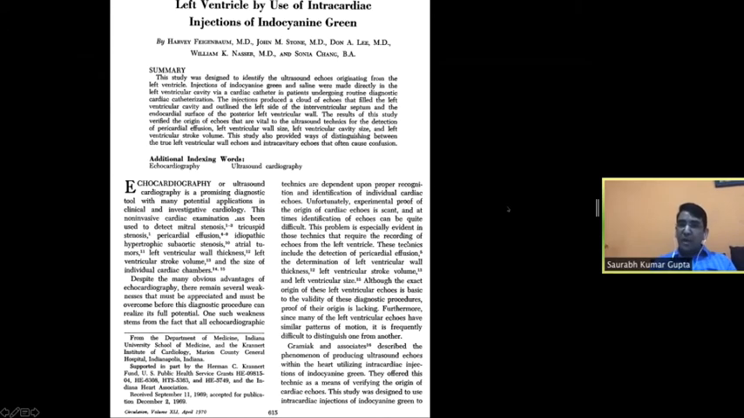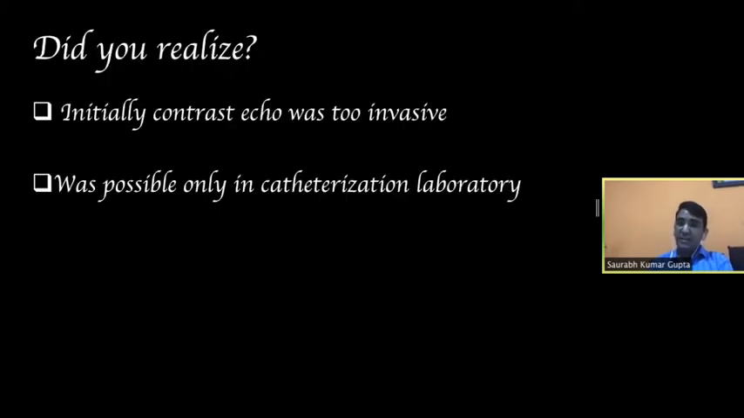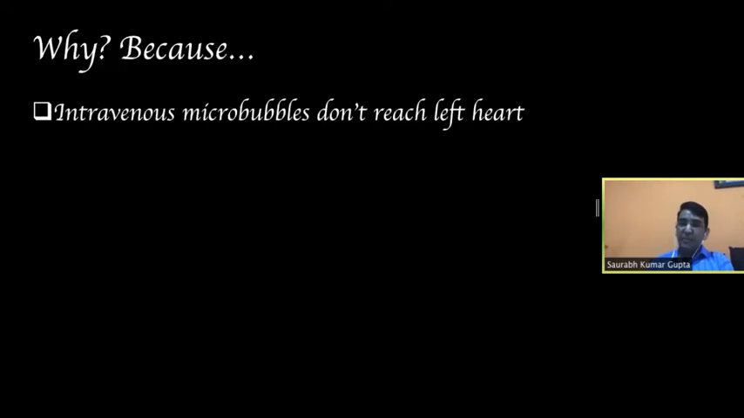Now, this was followed by further investigation by investigators like Feigenbaum, who in 1970 published a paper on saline contrast echocardiography to delineate left ventricular myocardium using indocyanine green. As you would realize, all these investigations were done in the catheterization laboratory. Did you realize that initially contrast echo was too invasive and possible only in the cath lab? Why? Because intravenous microbubbles don't reach the left heart, so they had no choice but to inject into the heart chambers to opacify them.